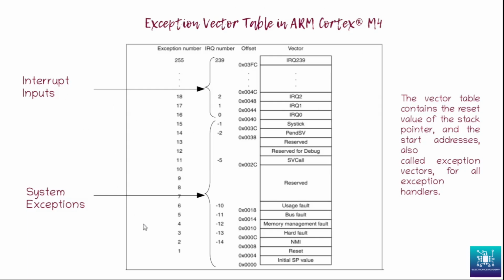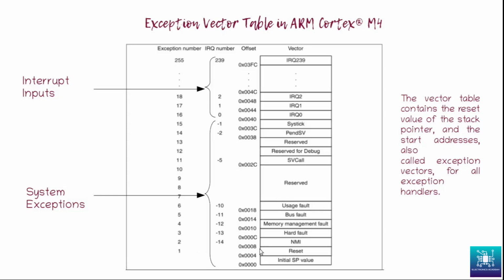However, the priorities that are being set for these two types of exceptions, that is system exceptions and interrupts, do interact with each other. So any priority that is being set in the SCB registers will have an effect on the priorities that are set in the interrupt inputs and vice versa. So different sets of registers, but we have to consider the entire set of exceptions and interrupts when we are talking about preemption and interrupt priority.